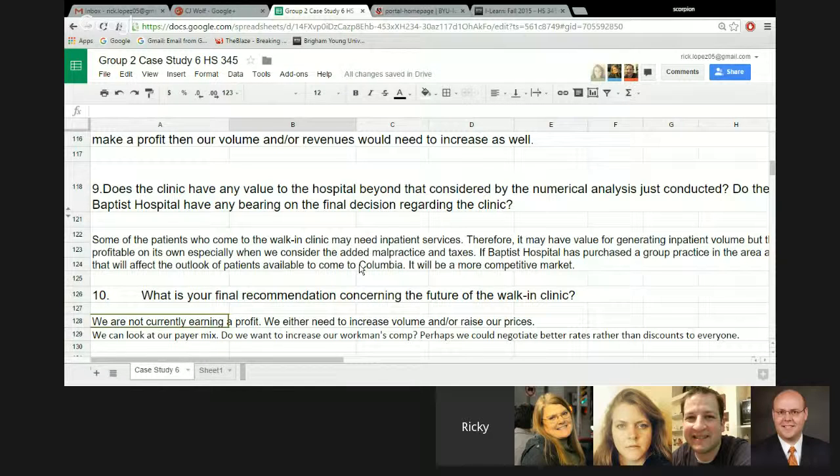The hospital has in the case study that they bought a group practice in the area, and they do have plans to purchase more, which will affect the outlook of the patients available to come to the clinic.